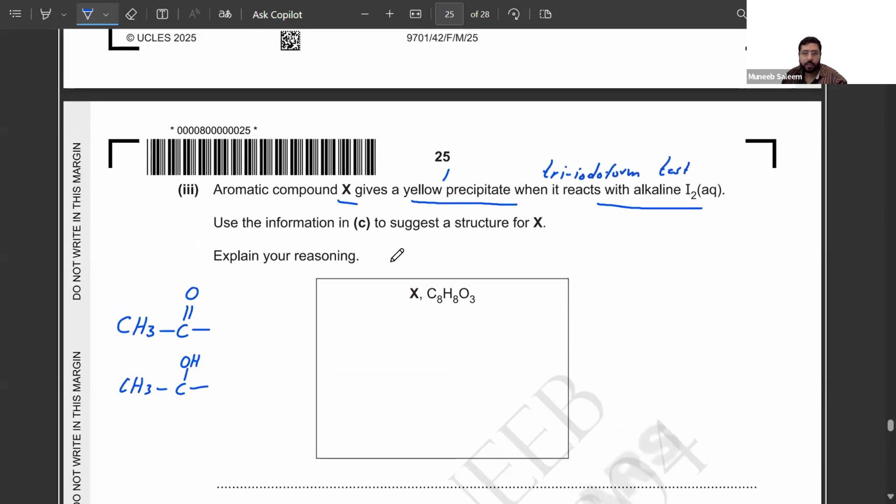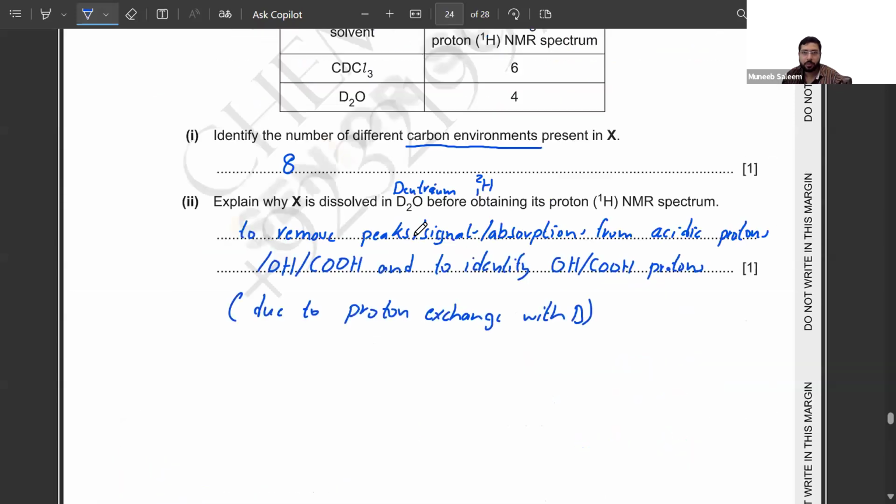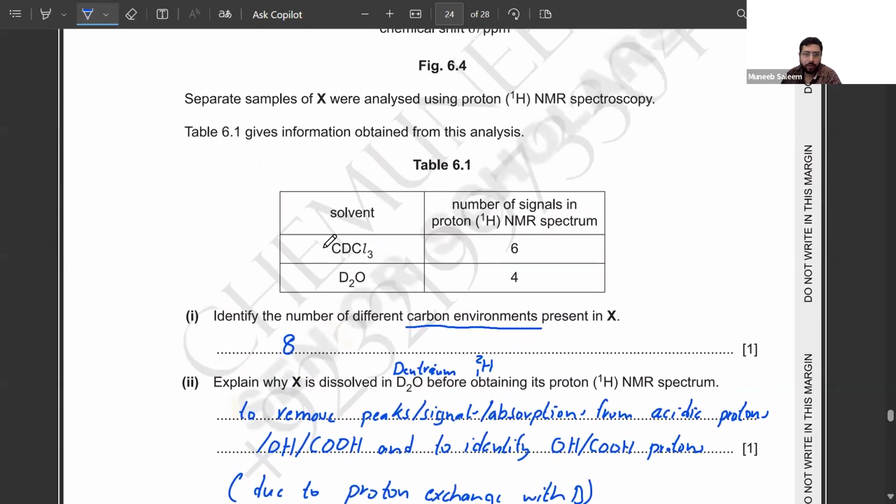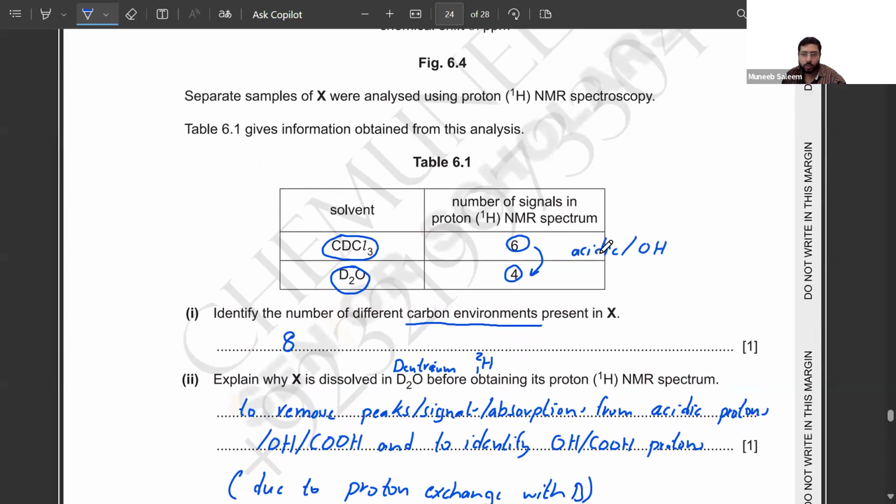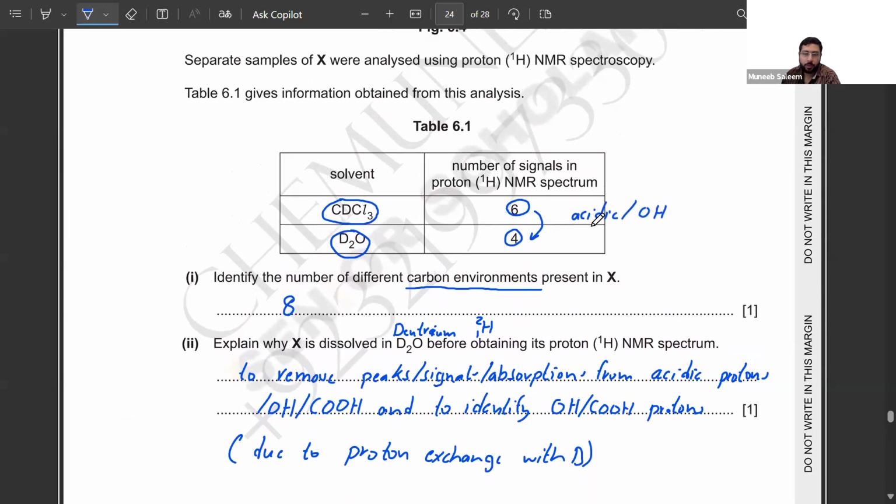For this purpose, we must understand that in this table, we saw that initially when the solvent was CDCl3, it had provided the number of signals in proton NMR as 6, but when D2O was added, it provided 4, which means there's a loss of 2 hydrogen atoms, which means that those 2 hydrogen atoms are basically accepted by either the acidic groups or the hydroxyl groups. So we can say that 2 acidic groups or 2 hydroxyl groups were there in the compound in the sample.